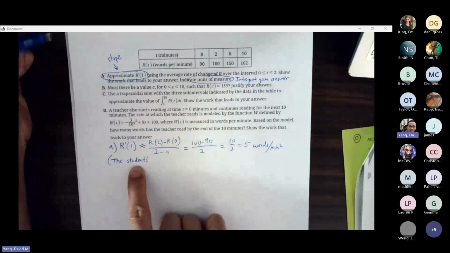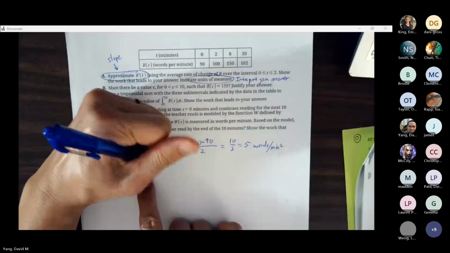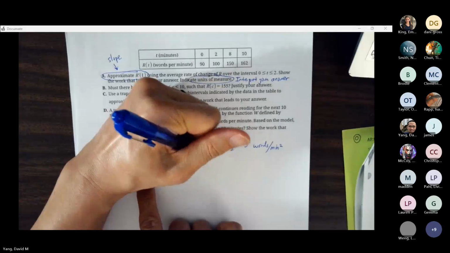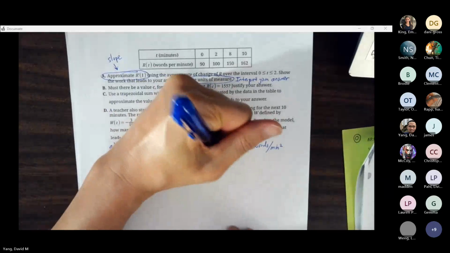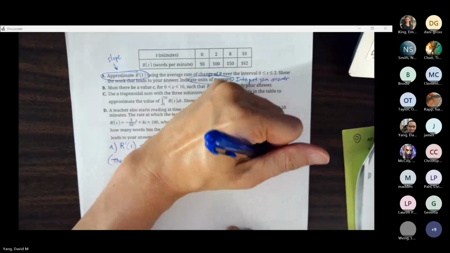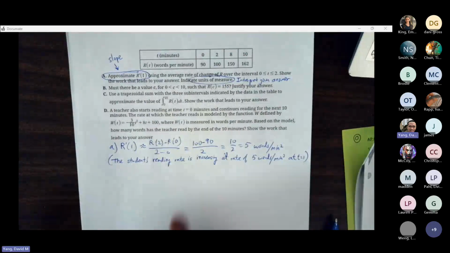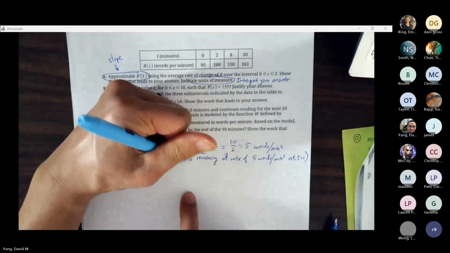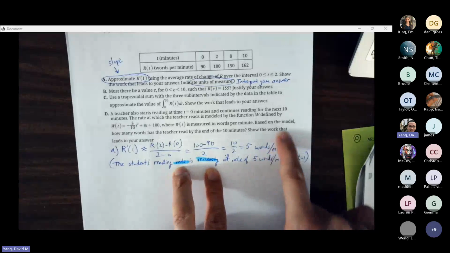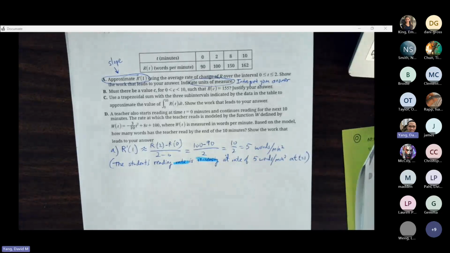I'll put in parentheses to indicate this is not part of the problem, but a lot of times we want to make sure we know how to do this. So the key words they're looking for is rate is increasing, right? Rate is increasing. That's showing understanding of what's happening with that second derivative, or how to talk about that second derivative.